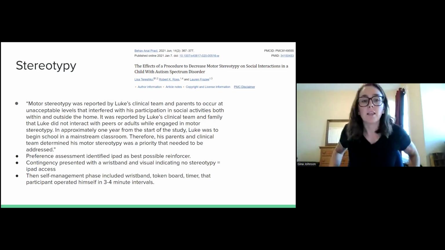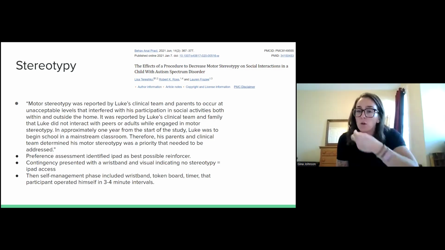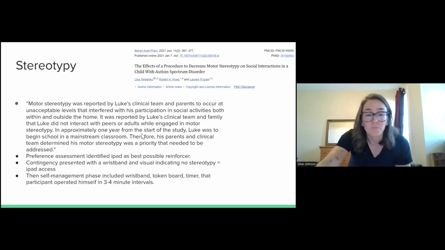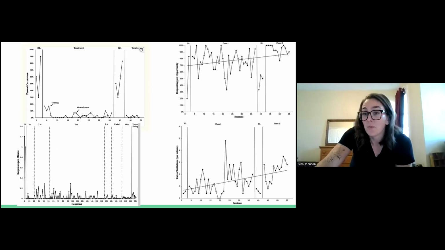Eventually they moved on to a self-management phase where he was managing this procedure on his own. They would give him a token board and a timer, and he was setting the timer himself, awarding himself tokens every interval that he went without hand flapping, accessing the iPad, and managing that contingency on his own. I think this is a super cool procedure that is accessible to us. It doesn't require restraint.